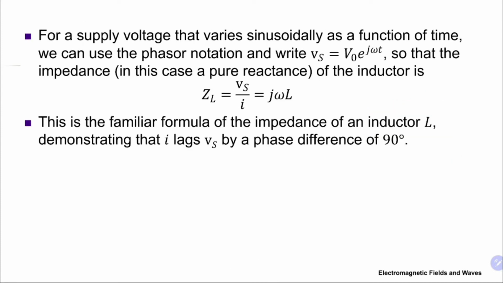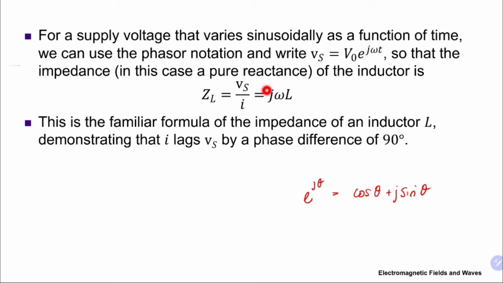So the supply voltage varies with time. So we can write the time dependence as e^(j omega t). Okay, we know that e^(j theta) is equal to cos theta plus j sin theta, so it is sinusoidal. Therefore, we can write our time dependence as Vs equals V naught, where V naught is just some constant, times a time dependence parameter, which is e^(j omega t).